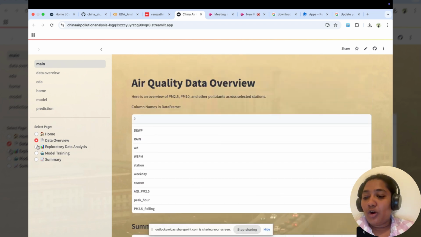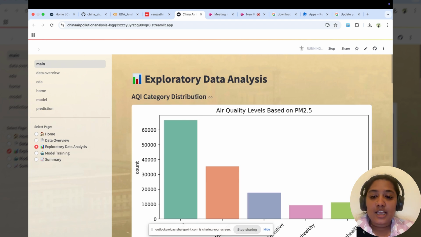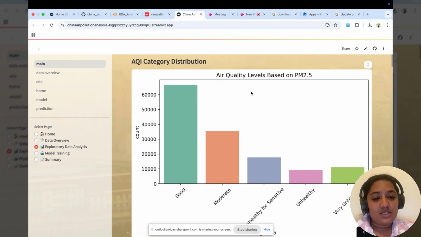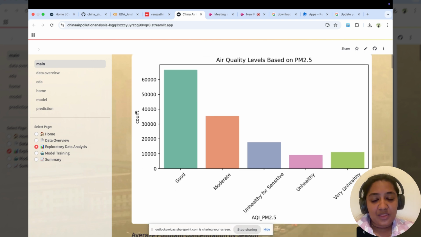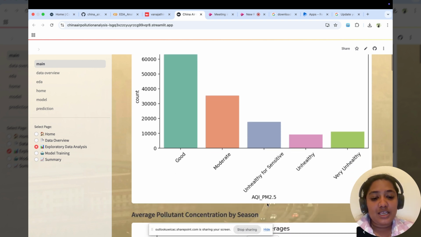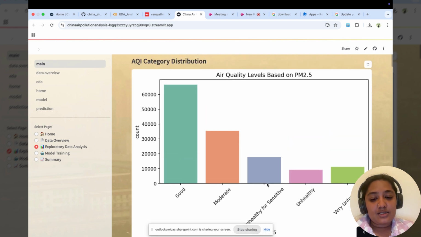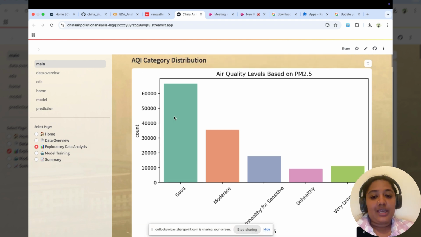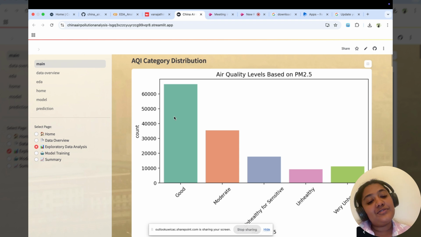Yes. So moving on to the next page, this is exploratory data analysis. It consists of the data analysis. Here we can see the air quality levels based on PM 2.5, the count versus the air quality index of PM 2.5. Here we can categorize into good, moderate, unhealthy for sensitive groups, unhealthy, and very unhealthy. According to the count, we can categorize into these five sectors.